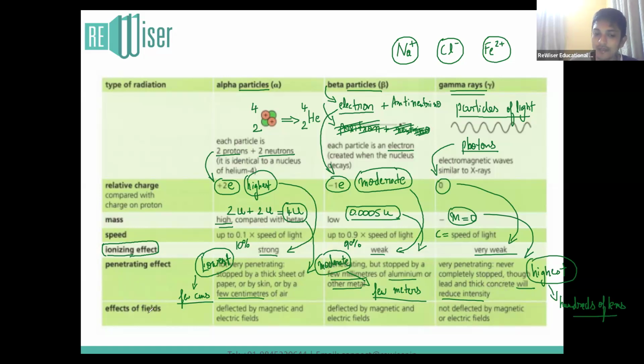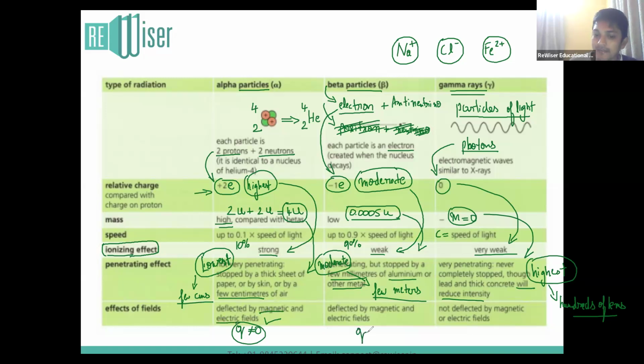Effect of fields. When I say fields, we talk specifically about two types of fields: electric and magnetic. The rule of deflection by an electric or magnetic field is very simple. If you have charge, if your value of charge is not zero, you get deflected by electric or magnetic fields. Alpha particles, we've discovered, do have a charge of plus 2e. So yes, they will be deflected by both a magnetic and an electric field.